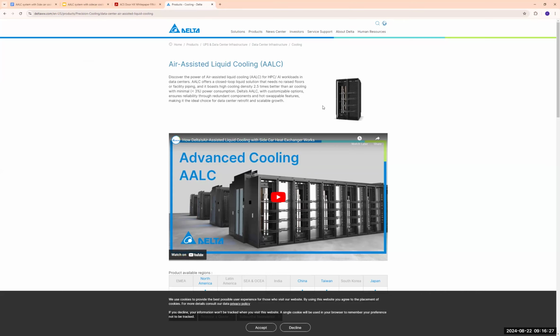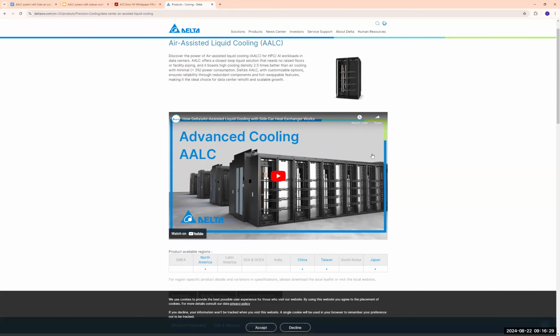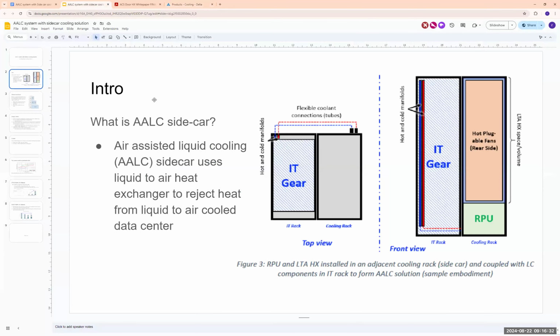Yeah, I'll reach out to them and see if I can use some of their images, or I'll ask them to provide some better images.